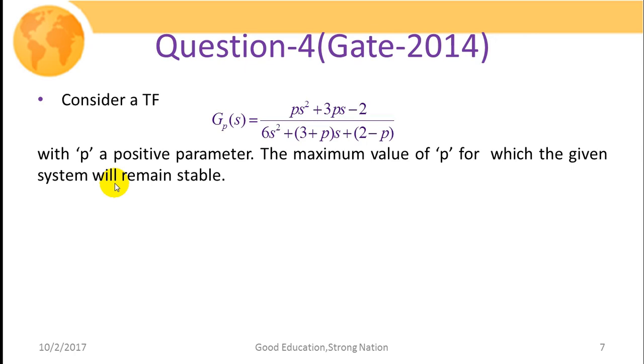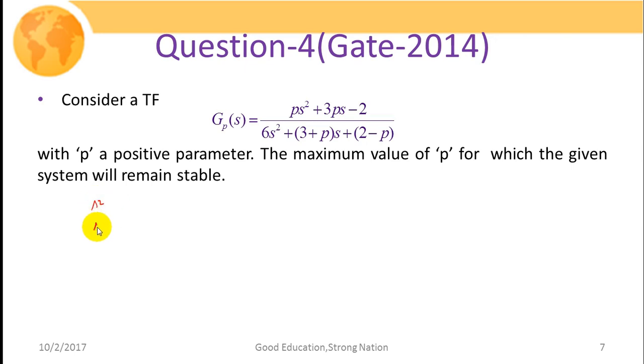Again, it hasn't been mentioned here whether the system is negative feedback, unity feedback or something else. So we'll consider G_p(s) as the transfer function of the system, and for evaluating the stability of the system, the characteristic equation will be the denominator part of the transfer function. I mean 6 s square plus (3 plus p) times s plus 2 minus p will be our characteristic equation. So let us quickly calculate the Routh table of the given system.